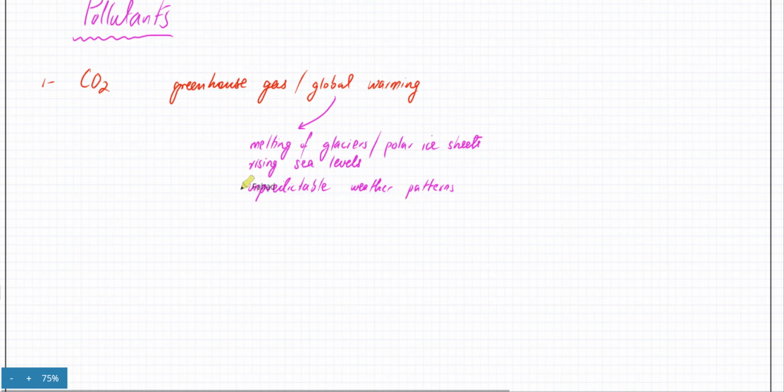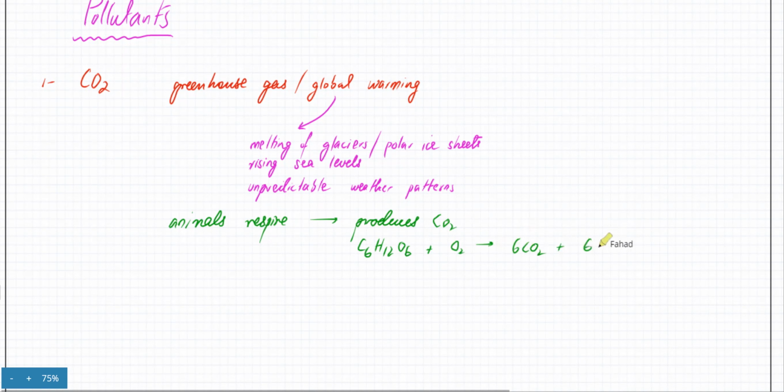How is carbon dioxide produced? Okay, that's an issue. Now, one thing is that we produce carbon dioxide. Animals respire, and that produces carbon dioxide. An equation for that could be this: C6H12O6 reacts with oxygen and it produces CO2 and water molecules. But that's not that big of an issue, although the amount of humans on the planet is also increasing, so there's more carbon dioxide being produced.